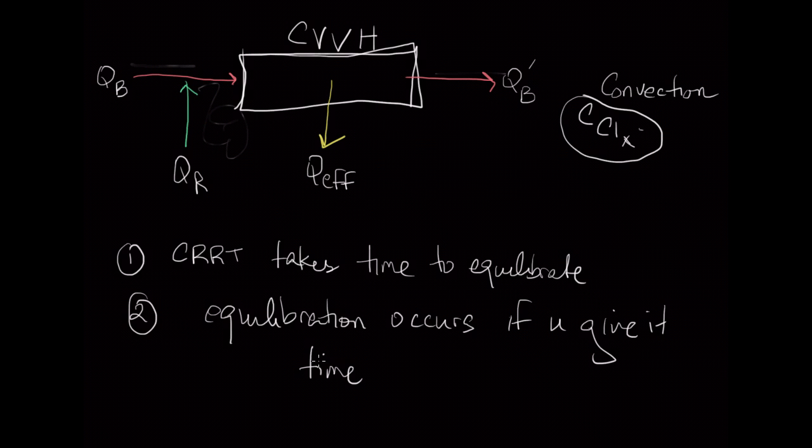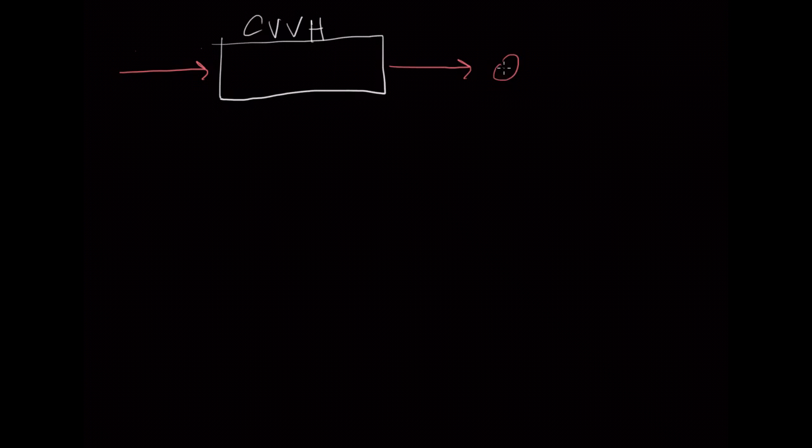Alright, so let's go through the actual clearance equation and try to figure out what all the different variables mean. So let's draw this schematic again. This is our CVVH machine, where clearance only occurs through convection. This is the blood flow coming in and the blood flow going out. We have a replacement fluid that we put in pre-filter, and then we have an effluent. This is all the stuff that's removed.